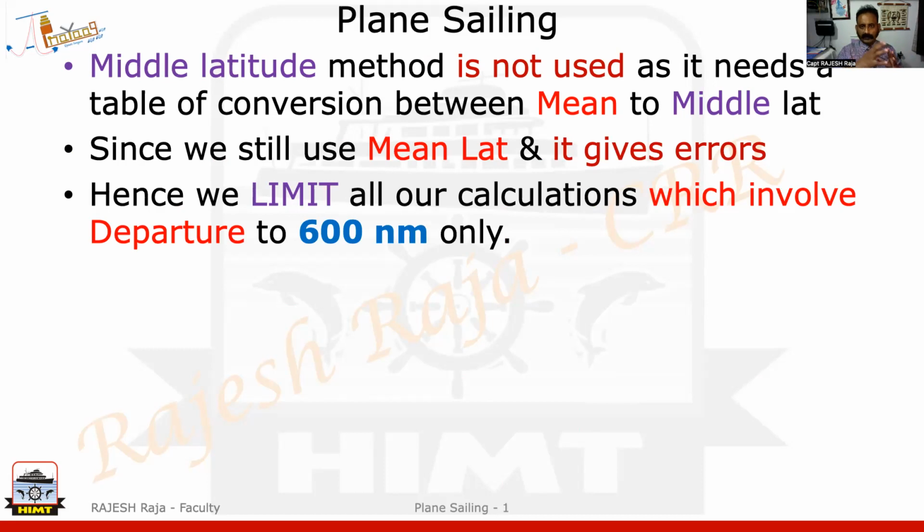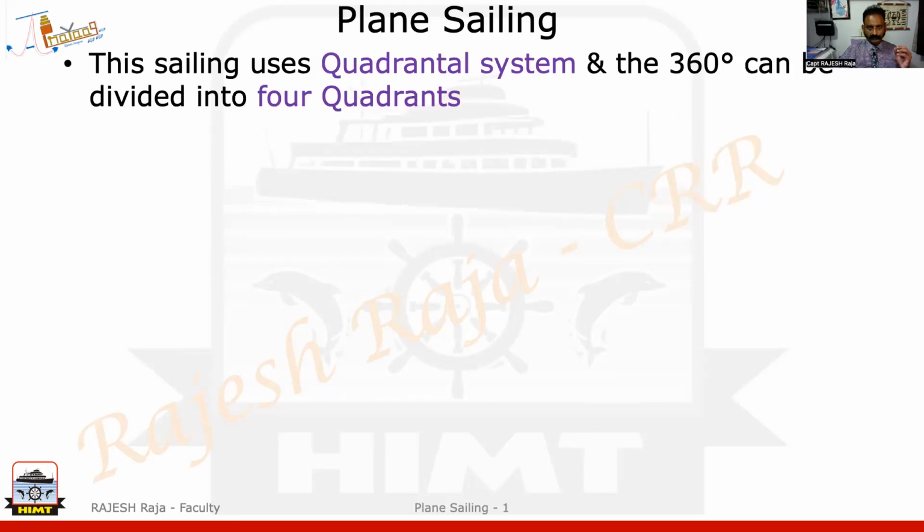Even within 600 nautical miles, please remember you have error. If you go by the middle latitude, you will get the correct values. But when you do mean, you still have errors. But they are under acceptable limits. So that is why they have researched and said, okay, let us stick to up to 600 nautical miles. I am going to use plain sailing. So this is what you guys also should do. Okay. Now, this plain sailing uses the quadrantal system. We have seen what the quadrantal system is. I'm going to show you how to go about that also.